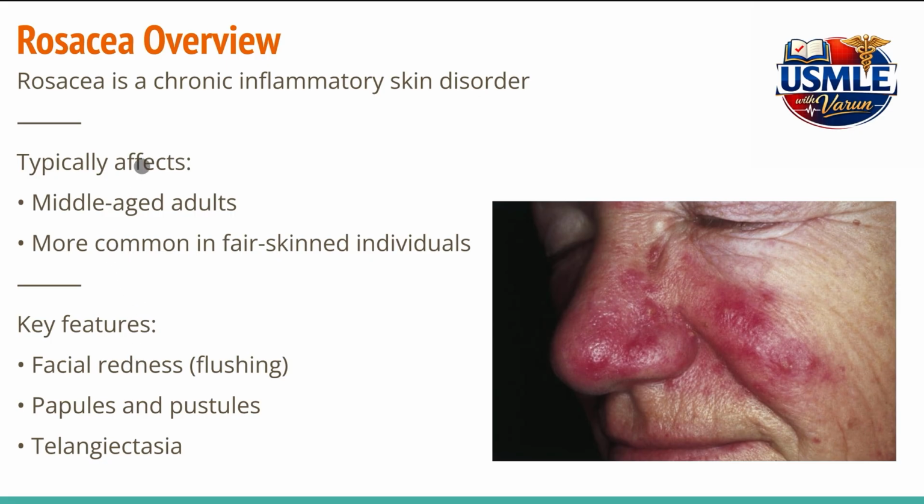Now, let's talk about rosacea. Rosacea is a chronic inflammatory skin condition of the face, but unlike acne, it is not primarily a disorder of the pilosebaceous unit. It typically affects middle-aged adults, especially individuals with fair skin. The hallmark is facial flushing. Patients often complain of redness that comes and goes initially and later becomes persistent. Over time, we also start seeing inflammatory lesions like papules and pustules, along with visible dilated blood vessels, which we call telangiectasia. So, at first glance, this can look like acne, but the underlying mechanism and key features are finally very different.